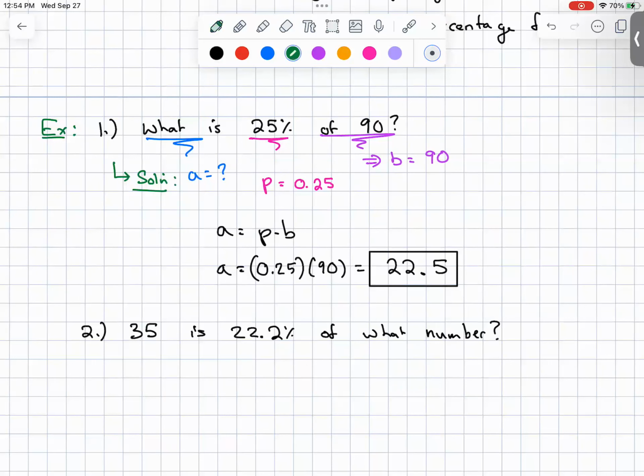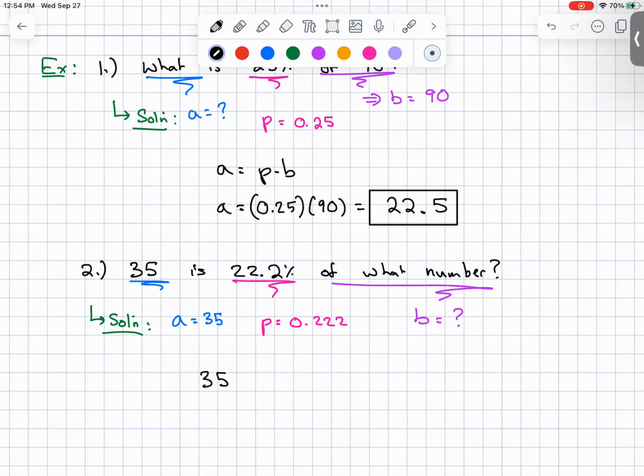So solution. P is given to us right here. So P is going to be 0.222. Move the decimal place 2 units to the left to convert it to decimal form. What is our unknown? Is A our unknown or is B our unknown? B is our unknown because it's "of what number." And that means that 35 must be our A value. So we can set up our equation.